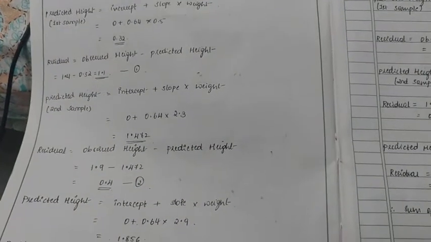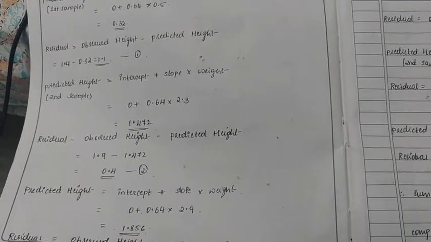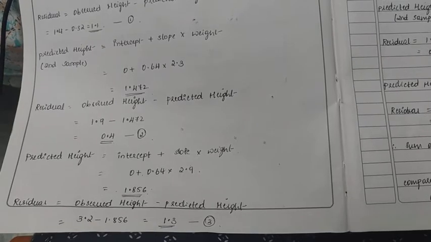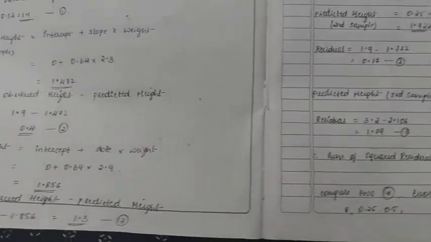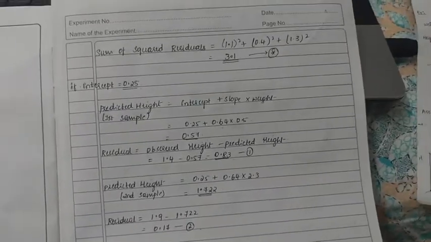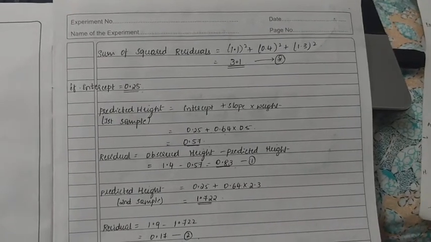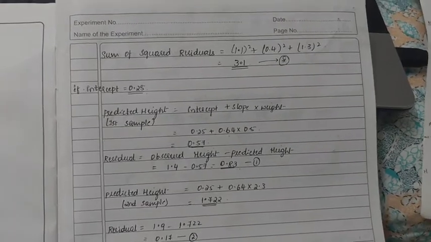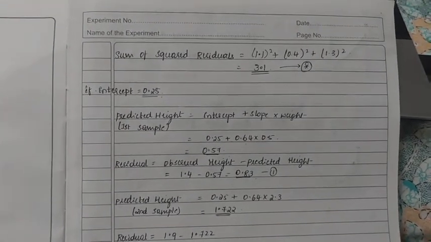So 1.9 minus 1.42, we are going to get 0.4. Same thing for the third sample, so we are going to get the residual as 1.3. Now we have to sum the squared residuals so that we get the total error. If I do that, it is going to be 3.1.